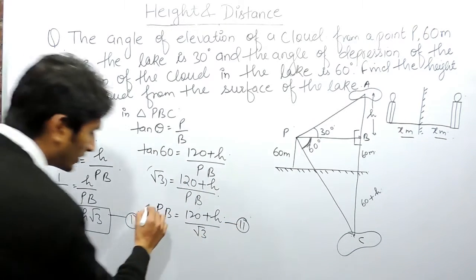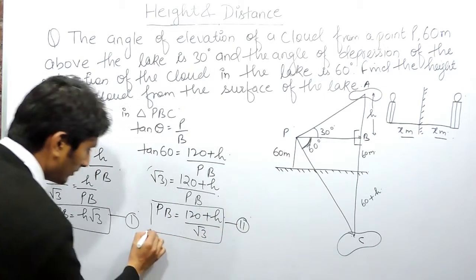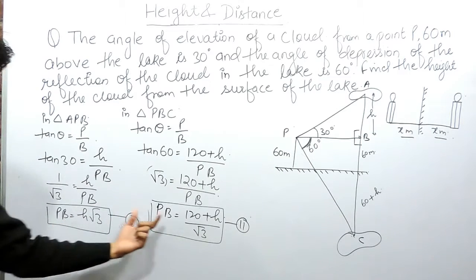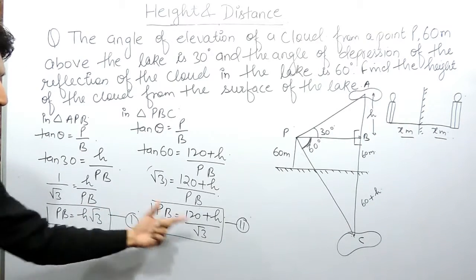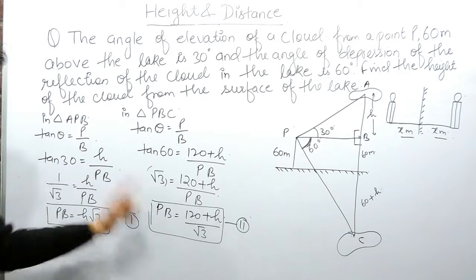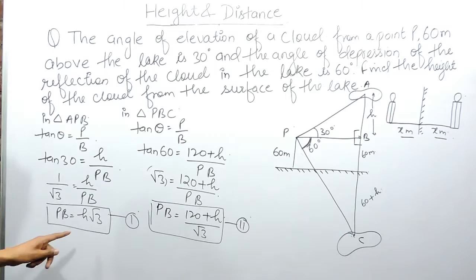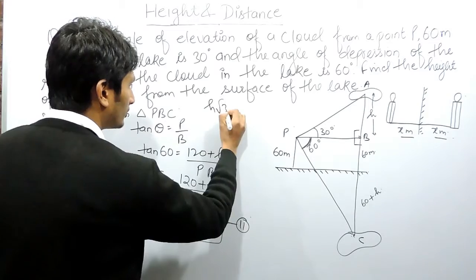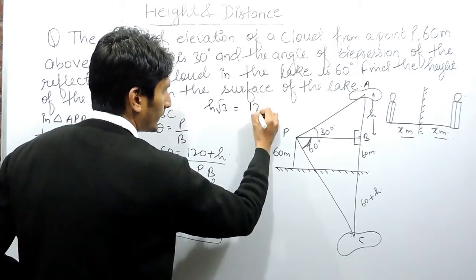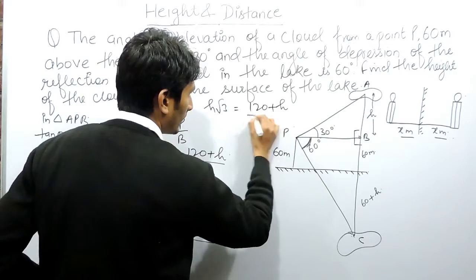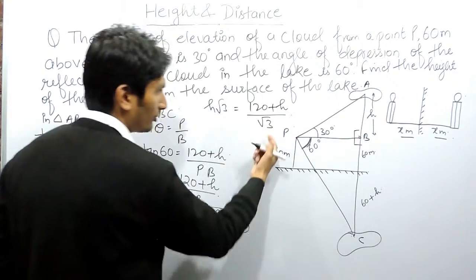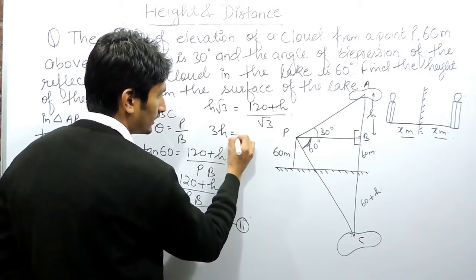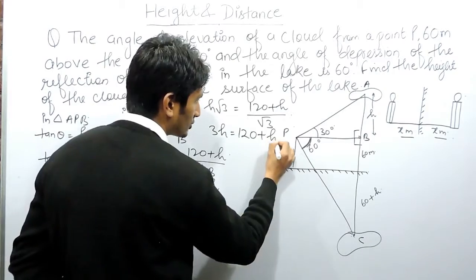Now in both the equations, the left hand side is equal, PB here also, PB here also. So if I compare these two equations, left hand sides are equal, so obviously the right hand side must also be equal. So h root 3 will be equal to 120 plus h upon root 3. Now if I cross multiply this, root 3 multiplied by root 3 will be equal to 3h. This will be equal to 120 plus h.